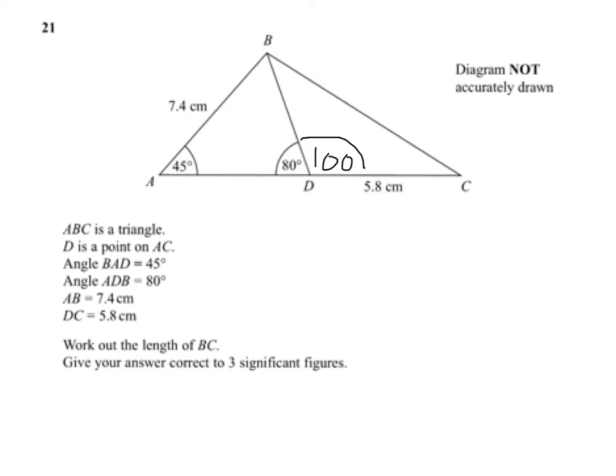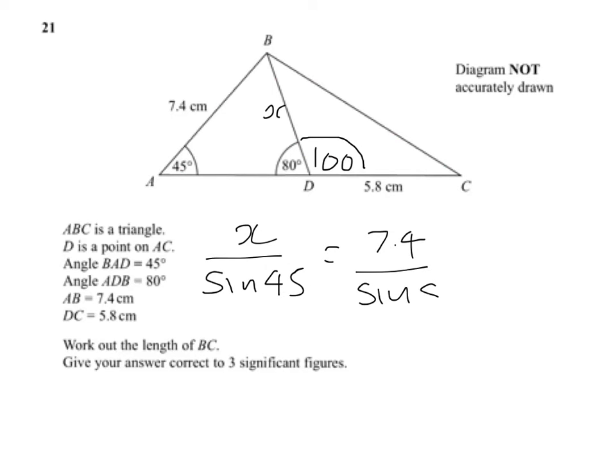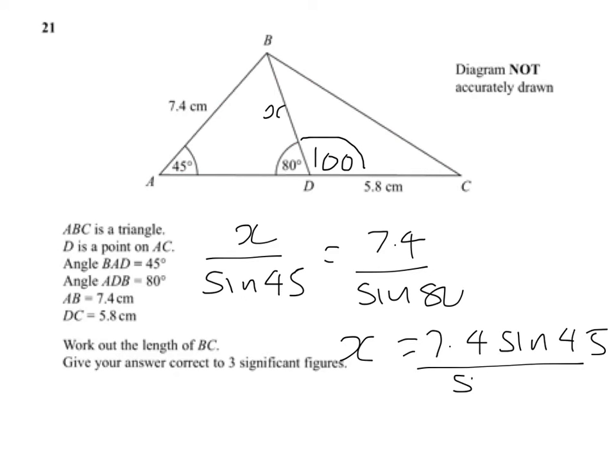I'll call that x. So using the sine rule, x over its partner angle, or its opposite angle, x over sine 45, will equal 7.4 over sine 80. So a little bit of rearranging, so x will equal 7.4 sine 45 divided by sine 80. So we'll work that out on a calculator.